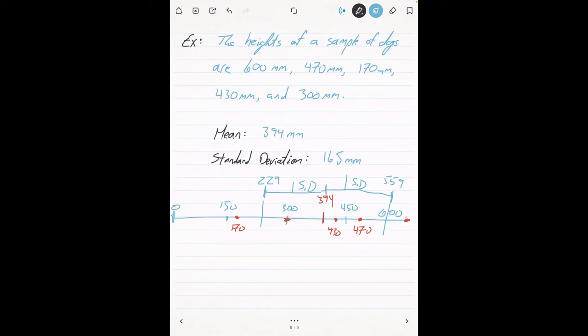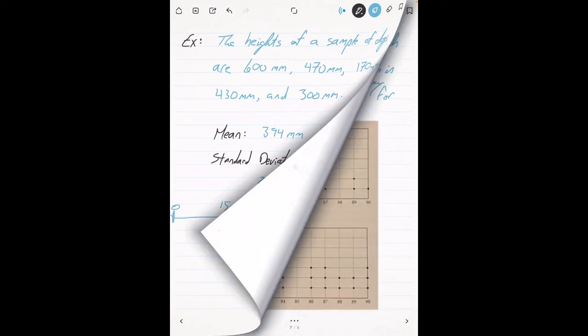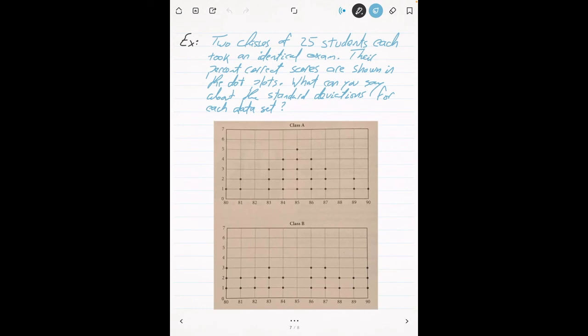Let's take a look at an example where we're going to try to compare standard deviations to see how low they can be and how widespread they can be. Here's an example where two classes of 25 students each took an identical exam. Their percent correct scores are shown in the dot plots here.